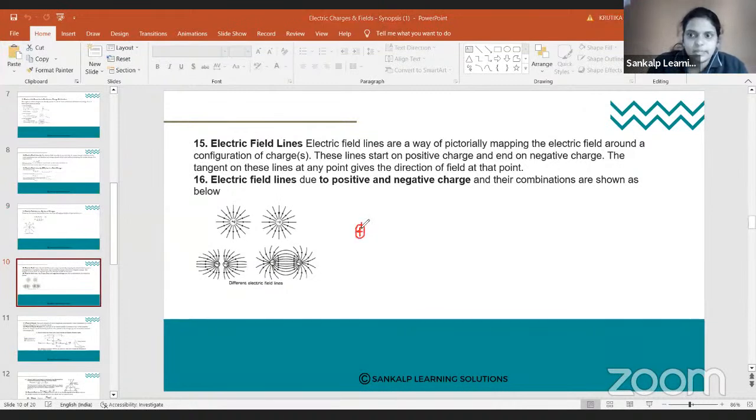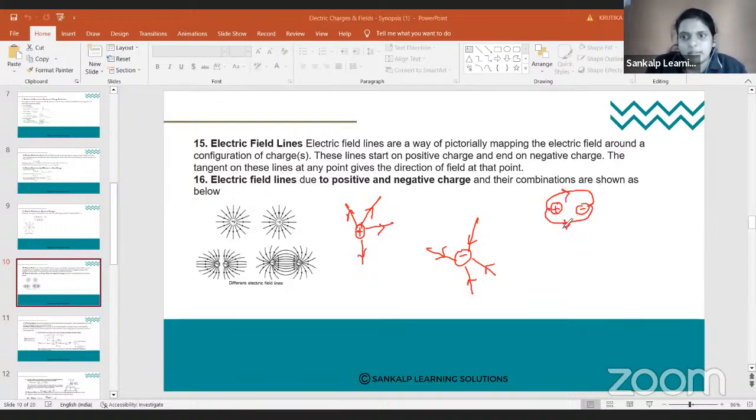Suppose you have a positive isolated point charge, a single positive charge. What happens? The electric field lines will be outward in direction, meaning they start from the charge and end at infinity. Understanding? So you have a single positive charge in an isolated system, the electric field lines will be outward in direction, starting from the positive charge and ending at infinity. Suppose you have a negative charge, what happens? It starts at infinity and it will terminate at your charge, like this. So if you look at the arrow mark you will understand clearly. Suppose you have two charges in the system, one positive and one negative. It will start from the positive charge and it will end at the negative charge.